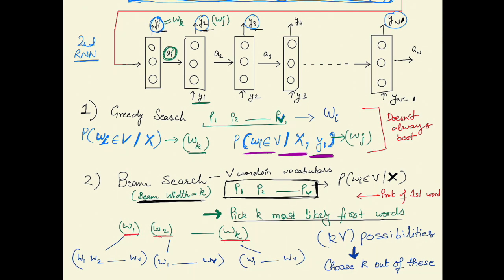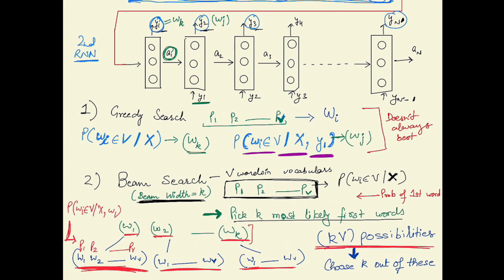For all these k words we can further consider what would be the second word given the first word. So given w1, we will find the probability of wi belonging to V given x and w1. Let's say these probabilities are denoted by p1 to pv here. Similarly, for w2, it will again calculate the probability of all the words. So in total, we will calculate the joint probability of the first and the second word, and we will have kv such possibilities. For each k, we consider v possibilities for the next word. Among these kv possibilities, we again choose k. So at each step, we just maintain k of these possibilities.